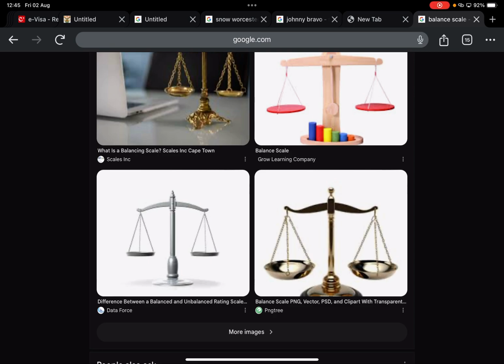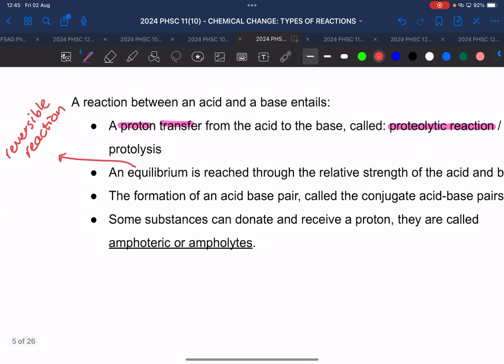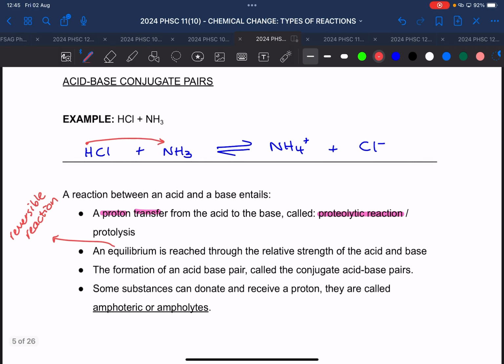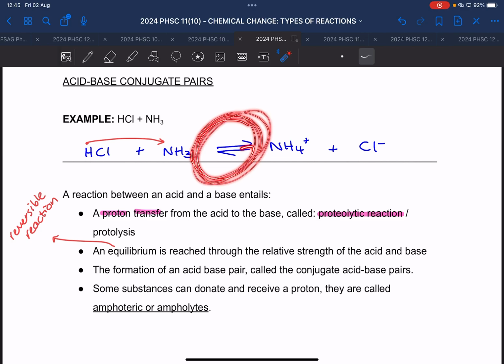somewhere where both are. An equilibrium is reached through the relative strength of the acid and the base. Meaning, if you have a very strong acid, it will produce a lot of product. It will be like this, but it will still be at equilibrium. Or if it's weak, then it will be like this. Are you with me? Now, when can you have that? Only if you have a reversible reaction. It goes back and forth and back and forth.